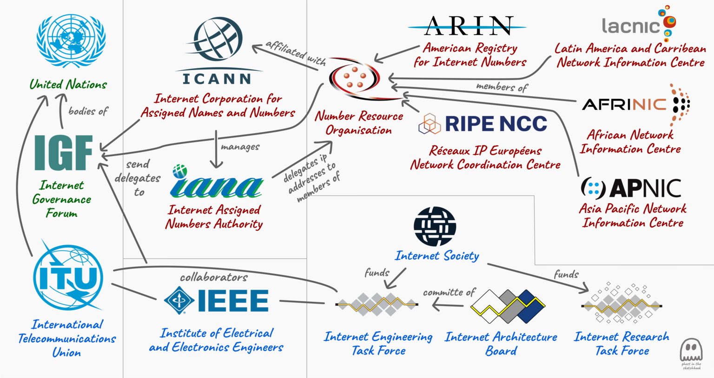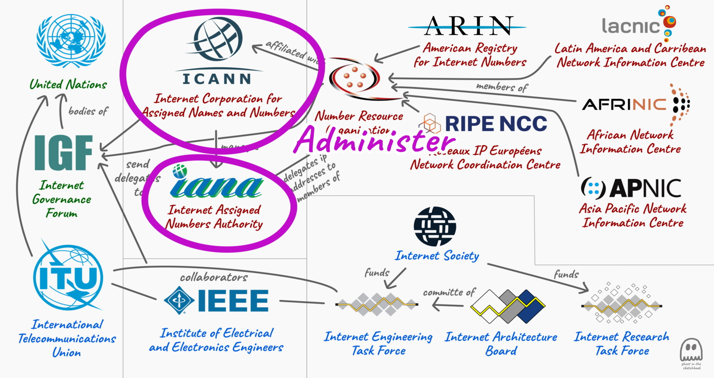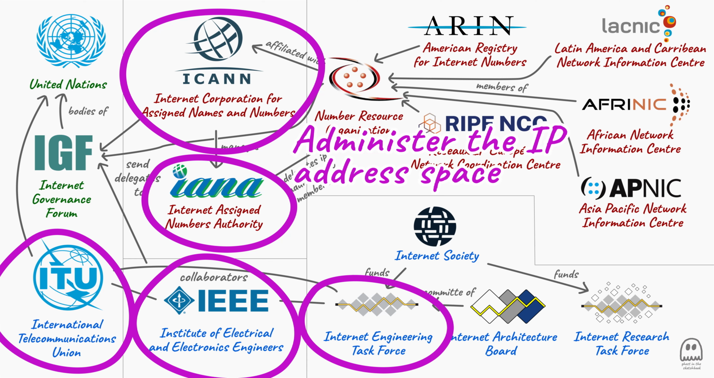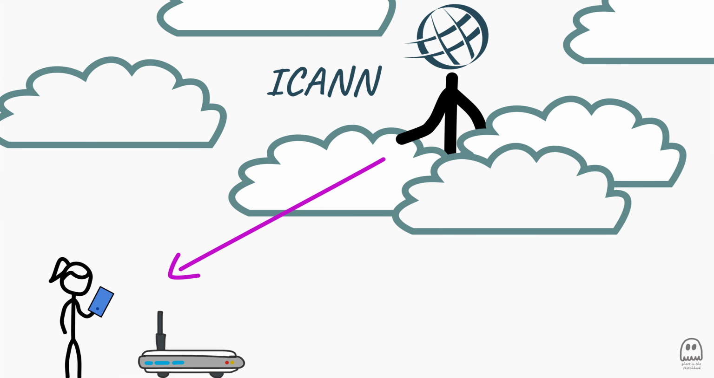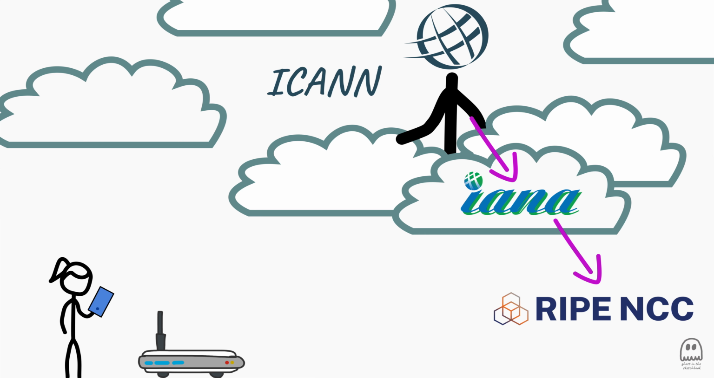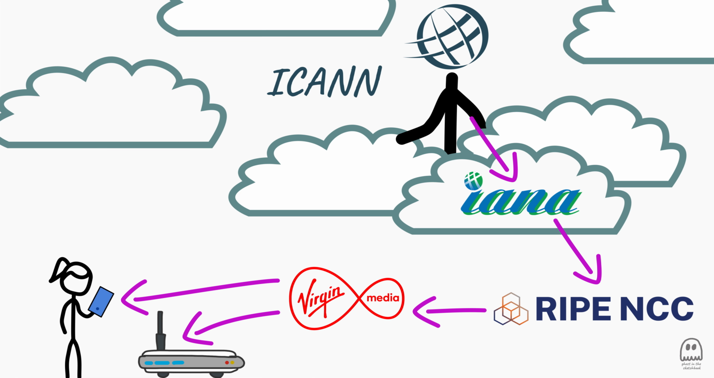In summary, the internet is governed by a number of organisations, such as ICANN and IANA, who administer the IP address space, and the IETF, who along with the ITU and the IEEE, as I mentioned in part 2, maintain and set technical standards. This means that ICANN are, ultimately, the ones who assign you the IP address that you use on the public internet. Not directly, mind. ICANN delegate this to IANA, who assign blocks of IP addresses to the regional internet registries, who in turn assign them to ISPs, who themselves in turn pick one out and assign it to you.